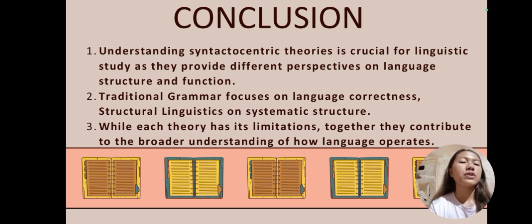Traditional grammar focuses on language correctness, structural linguistics on systematic structure. As I said earlier, traditional grammar is akin to grammar, and structural linguistics comes from the word linguistics. It focuses on the systematic structure or the syntax. While each theory has its limitations, together they contribute to a broader understanding of how language operates, how language is used in our everyday living, and how we communicate with our fellows.